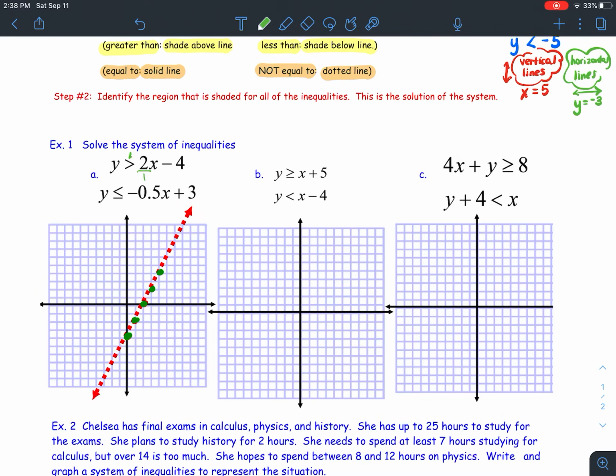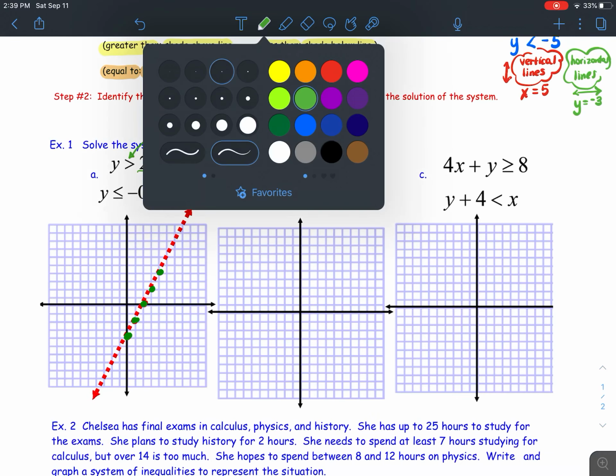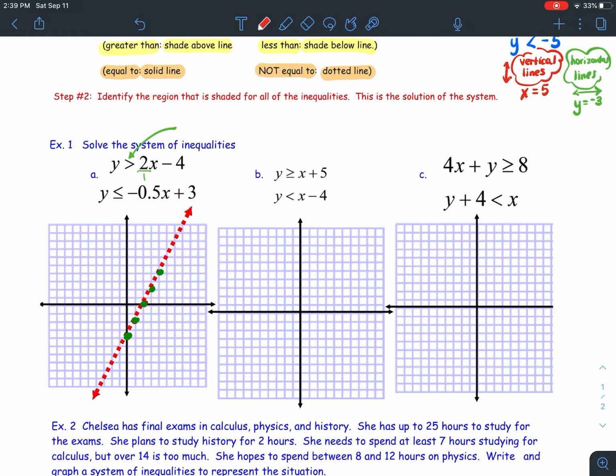As I look at this symbol, because it's a greater than symbol, I'm going to shade above the line. When we talk about shading above the line, I want you to make this little note to yourself here. Above the line means that you're going to be shading the side of the line that includes the top of the y-axis. And anytime that you're going to be shading below the line, you will be shading the side of the line that contains the bottom of the y-axis.